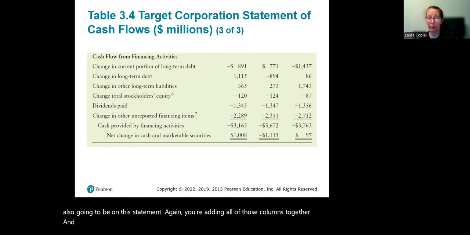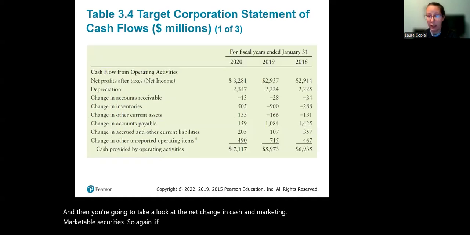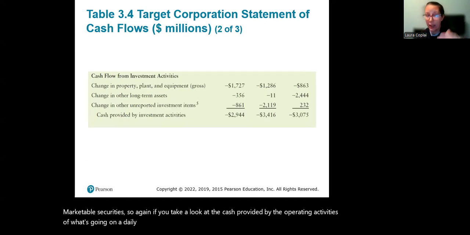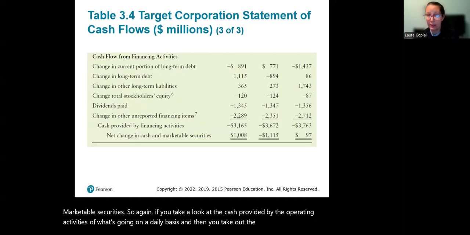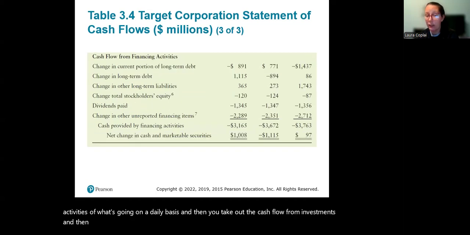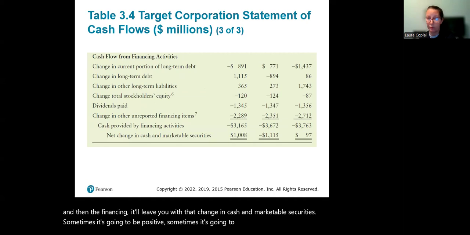And then you're going to take a look at the net change in cash and marketable securities. If you take a look at the cash provided by the operating activities of what's going on on a daily basis, and then you take out the cash flow from investments and then the financing, it'll leave you with that change in cash and marketable securities. Sometimes it's going to be positive, sometimes it's going to be negative.